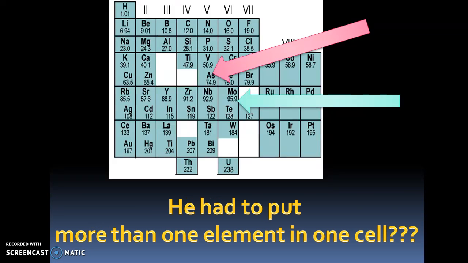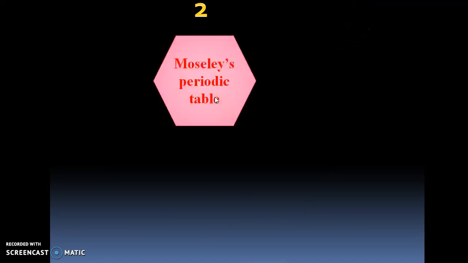The next point. He had to put more than one element in one cell. Do you know why? As you can see in this figure, he had to put two elements in one cell due to the similarity of properties of these elements. Due to the similarity. Okay.